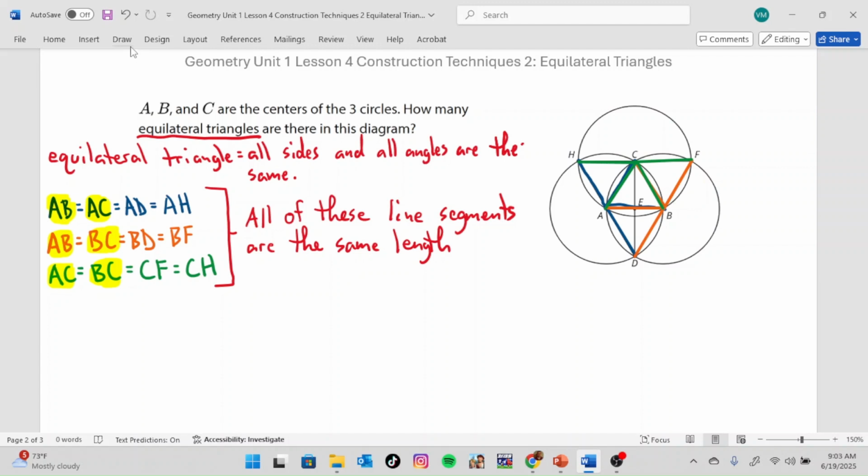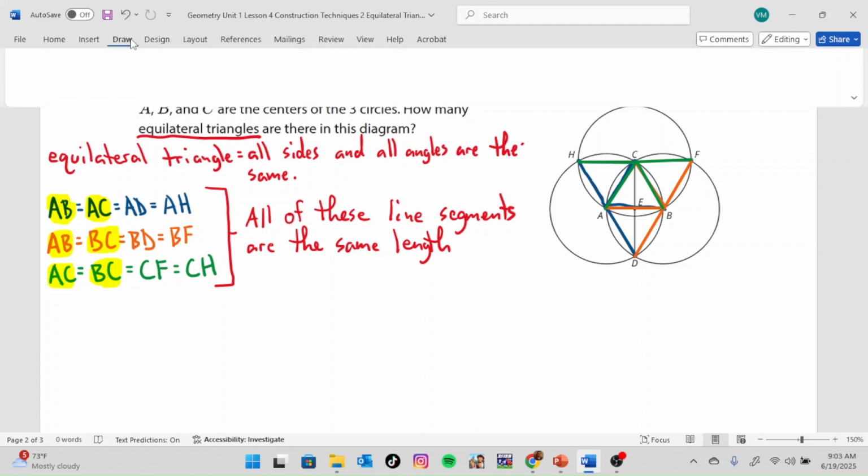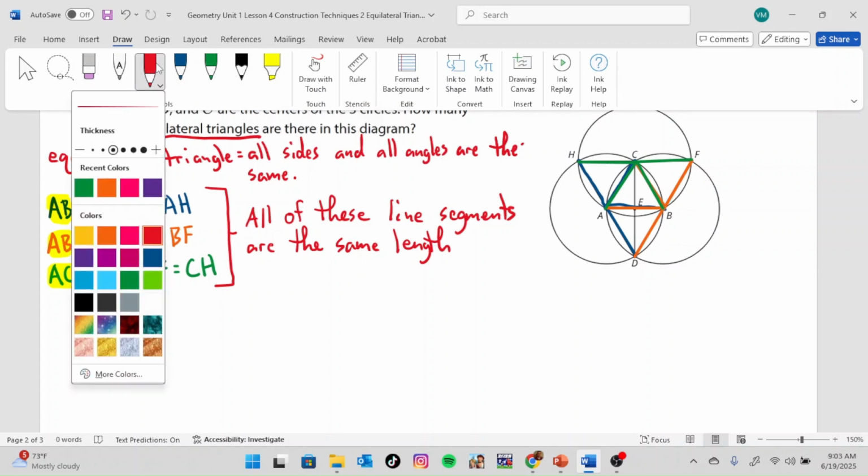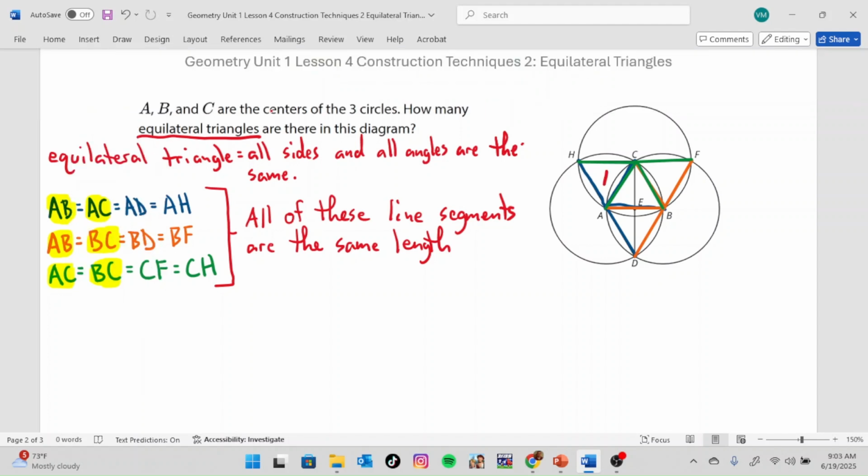So that means we have a triangle right here, number 1. We have a triangle here, number 2. We have a triangle in the middle, number 3. And we have a triangle down here on the bottom, number 4.